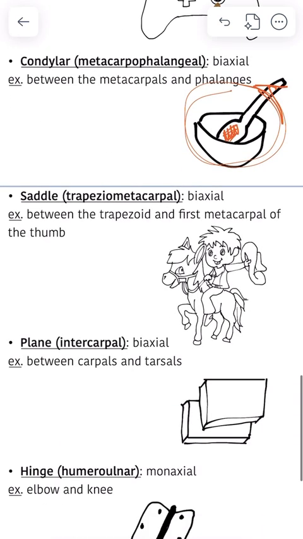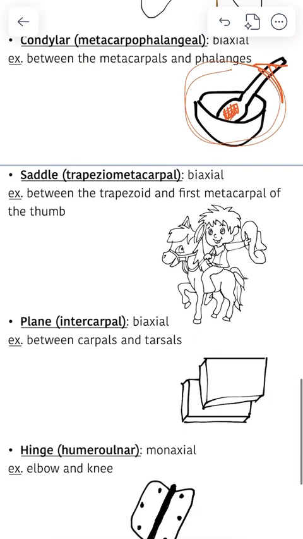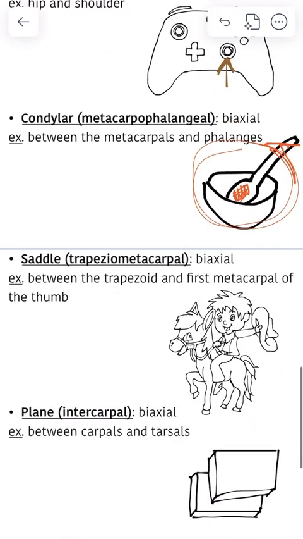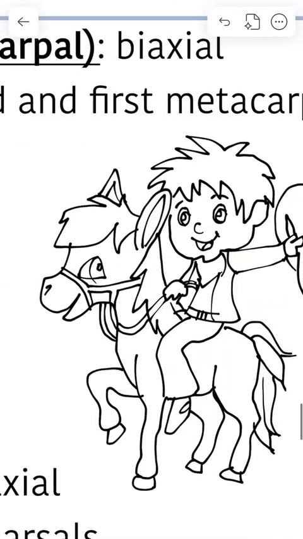Next one is saddle or trapeziometacarpal, which is biaxial. It's between the trapezium and first metacarpal of the thumb. And the best real-world example here is, like the name says, a saddle, riding a horse. So you've kind of got that side to side movement, and you've got that back and forth, front to back.